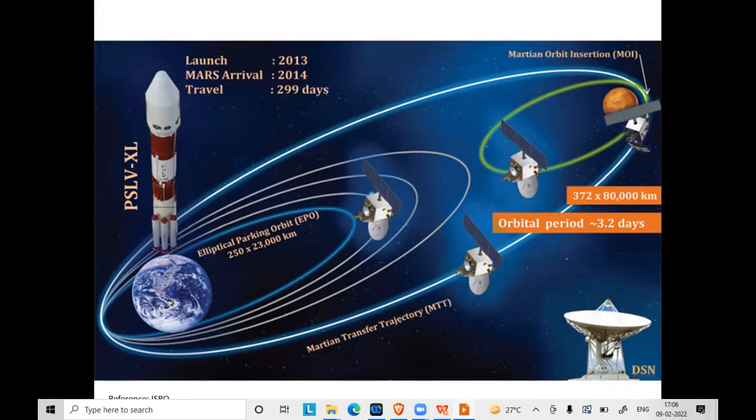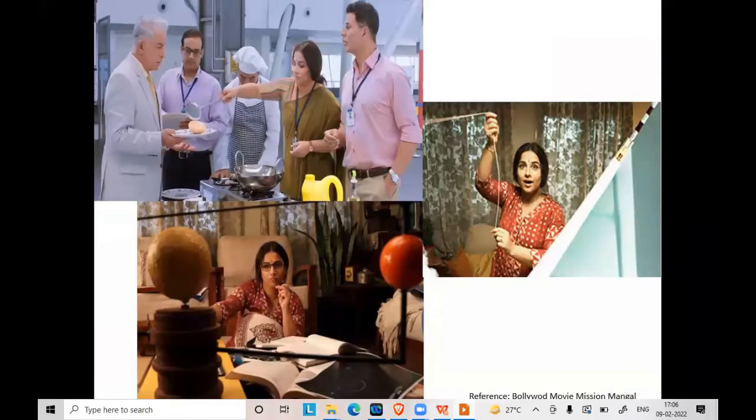So then how are these missions actually launched? Coming to our own Mars Orbiter Mission by the Indian Space Research Organisation. All of you must have seen the movie Mission Mangal, in which they have shown in a very simple manner how the PSLV was actually launched.